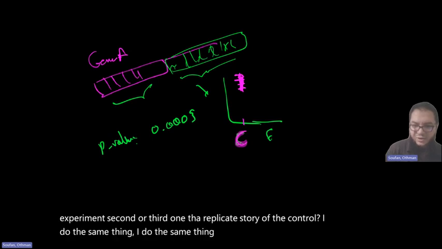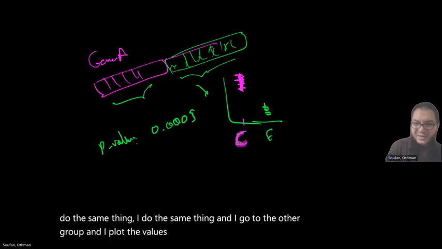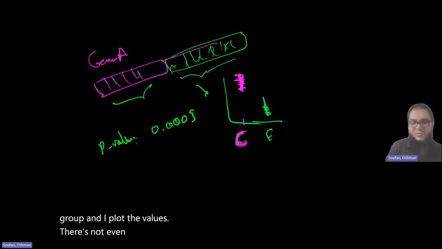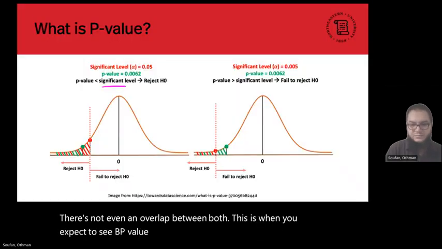And I go to the other group and I plot the values. There's not even an overlap between both. This is when you expect to see a very small p-value.